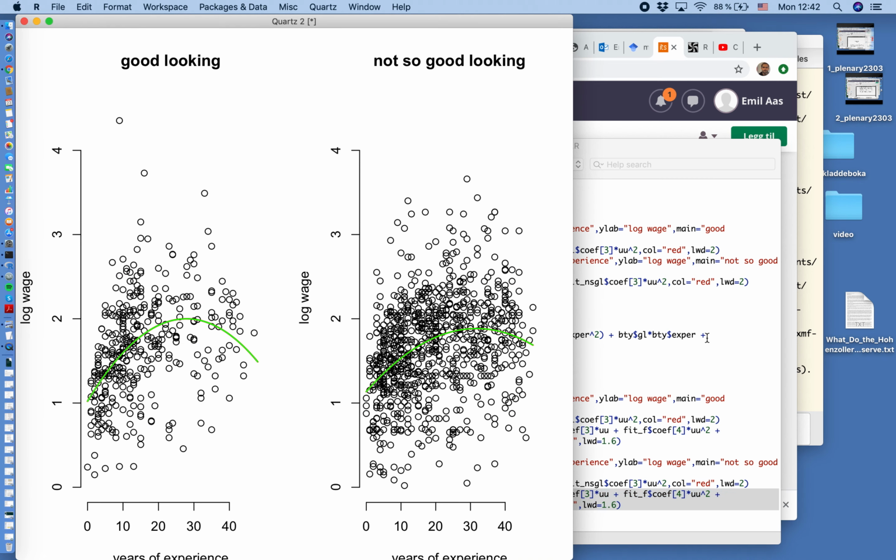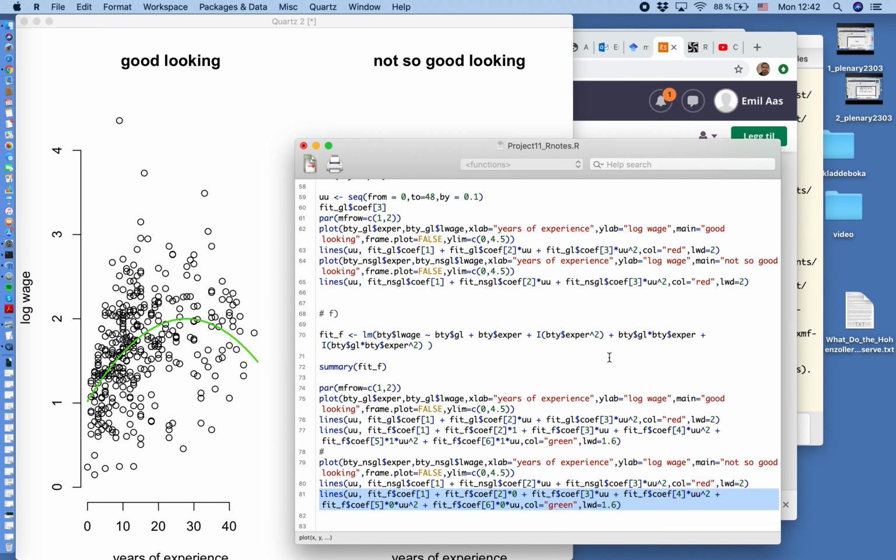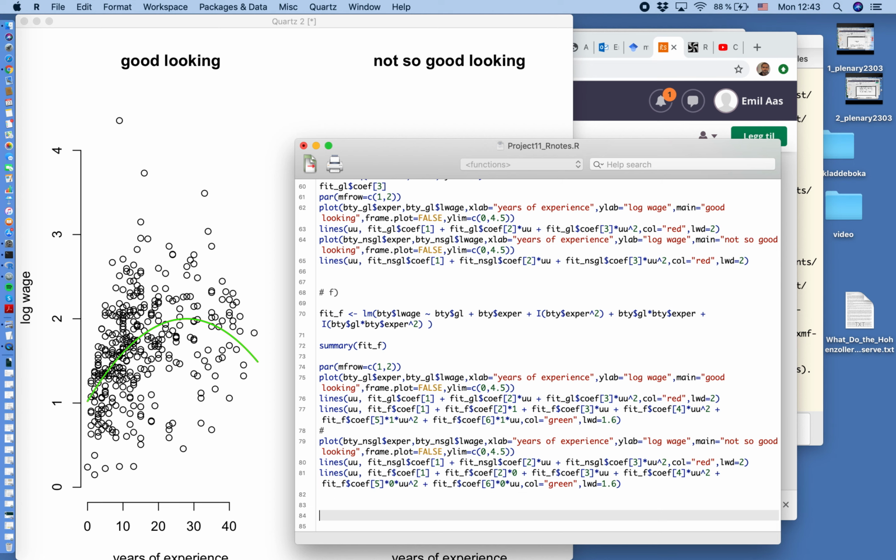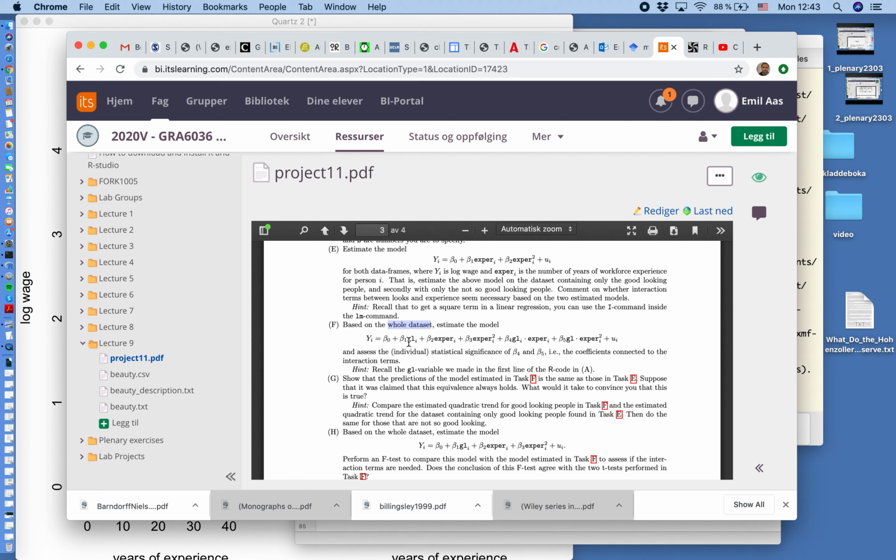So we see that fitting two models on two different data sets, the good looking and not so good looking data set, and fitting the same model but with a binary indicator for what data set you belong to, and the interaction terms, gives the same predictions. Now suppose that it was claimed that this equivalence always holds. What would it take to convince you that this is true?